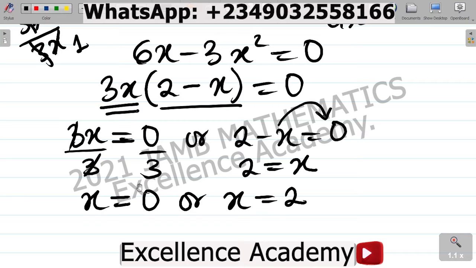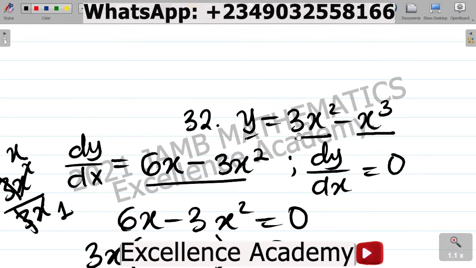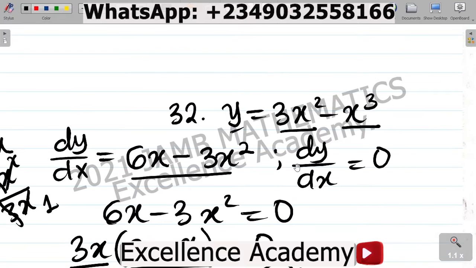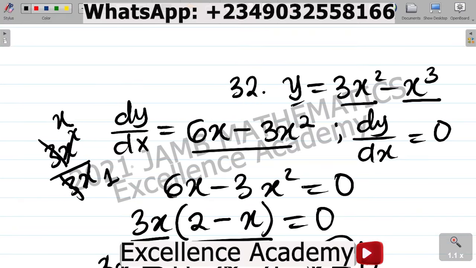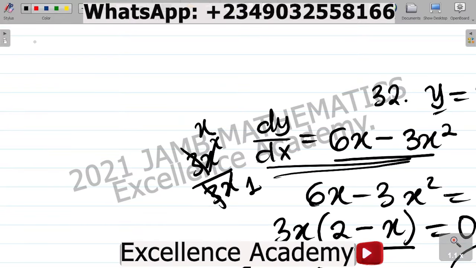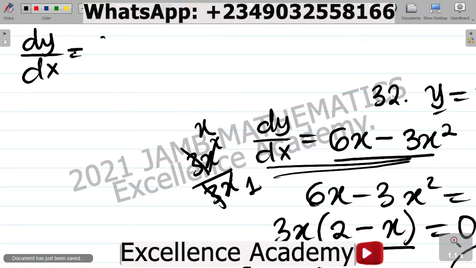One of these is the maximum and one of these is the minimum. So how do we know which of them is the maximum? How do we know which is the minimum? Bear in mind that the numbers are 0 and 2. Now coming back to this equation here, we had that dy/dx is equal to 6x minus 3x squared.